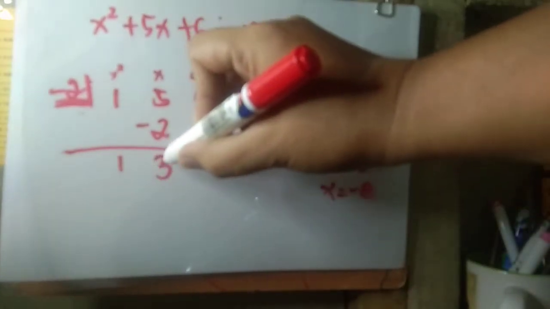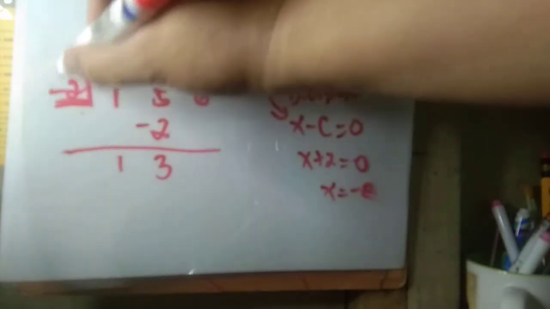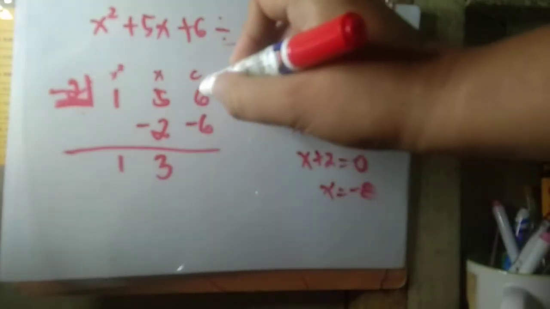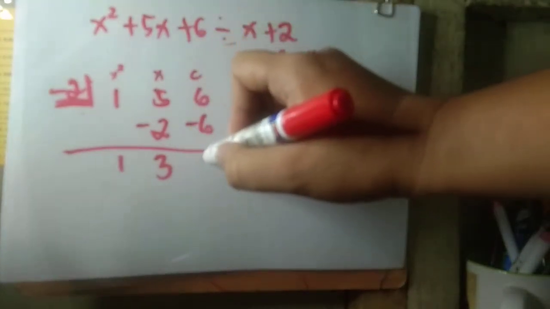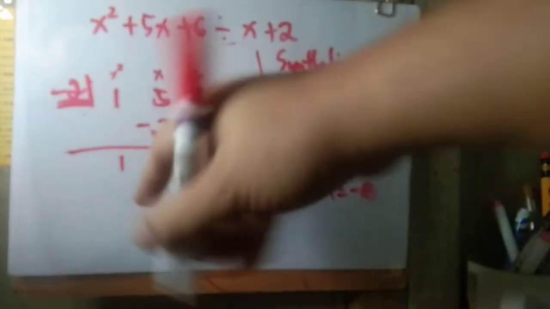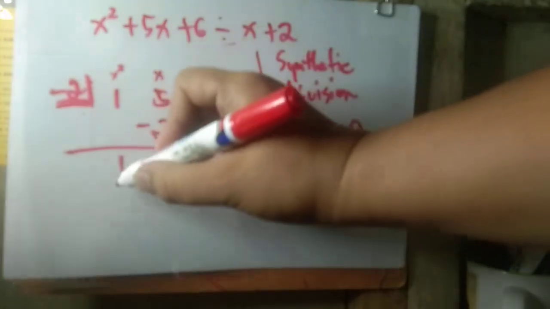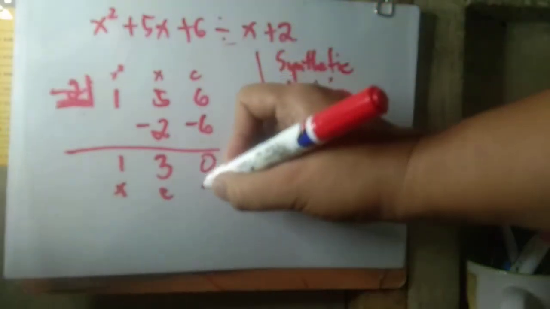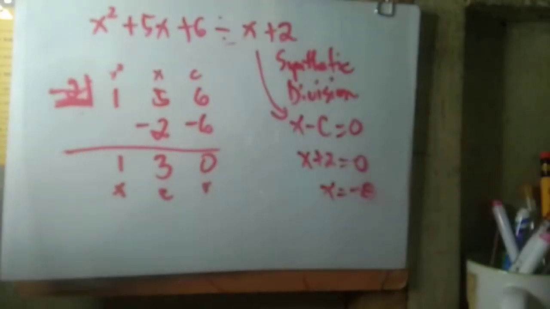Then afterwards, you will do again the multiplication. So 3 times negative 2 is negative 6. And then you will add them again. So 6 plus negative 6 would be equal to 0. Now, what would be the sense of those numbers that we obtained? You start your degree with x squared, so this will be x. Your 3 here will be your constant. And your 0 here would be your remainder. In this case, there would be no remainder.